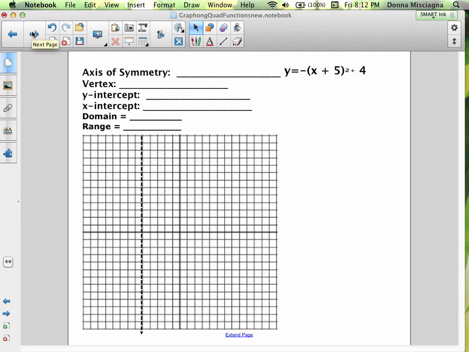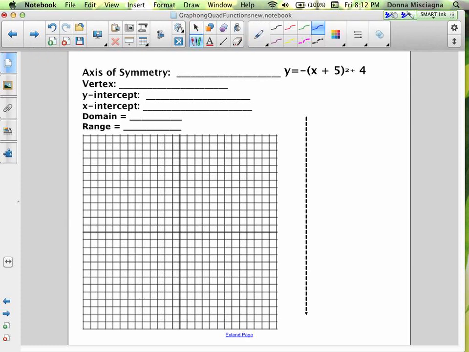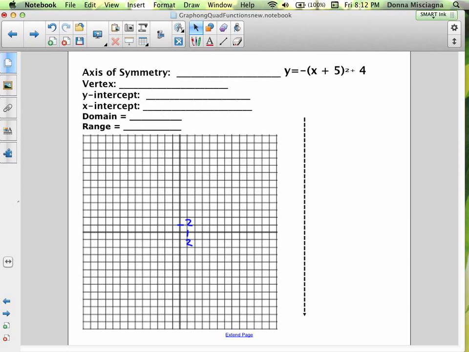Let's graph this function. This function is in vertex form. And I will tell you, since I have already figured this out on this particular one, we're going to want a scale where each box is 2. All right, so on the x it'll be 2, on the y it'll be 2. Otherwise, we're going to have trouble fitting all of our points in. So let's find our axis of symmetry first.